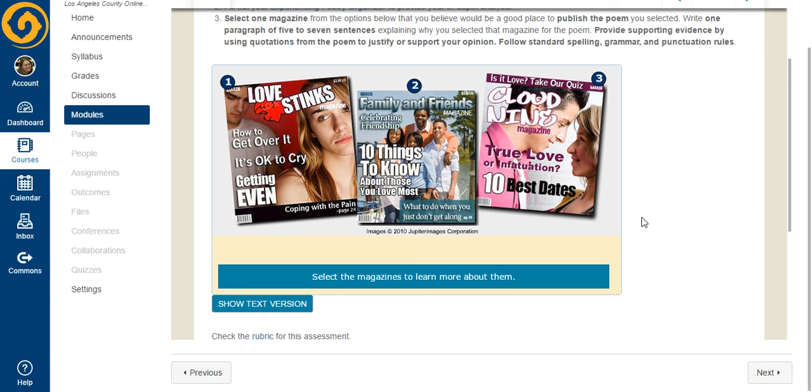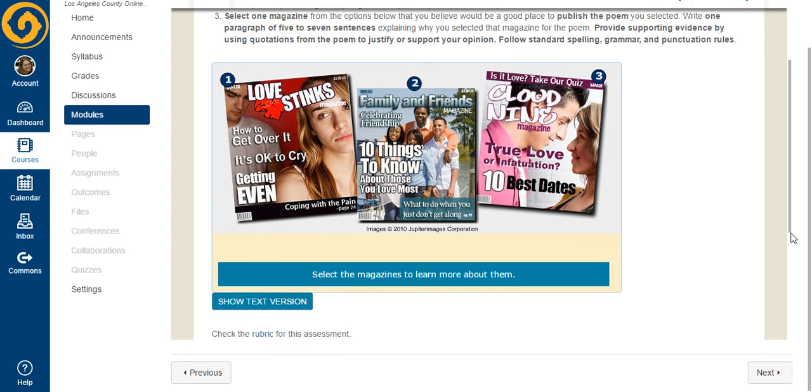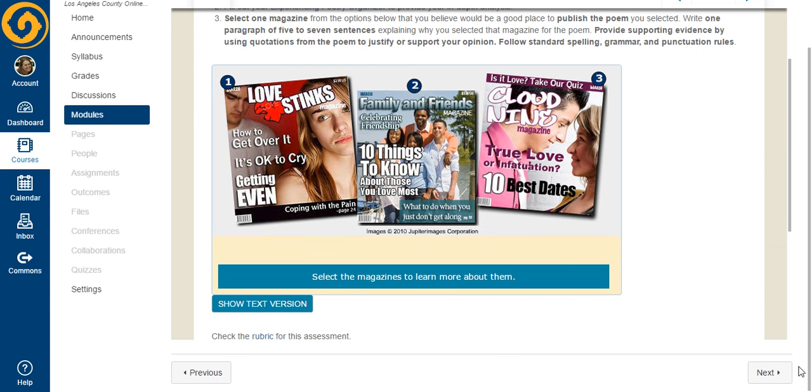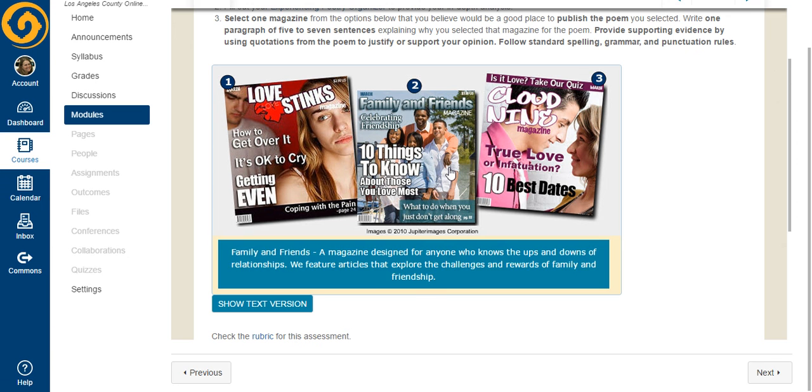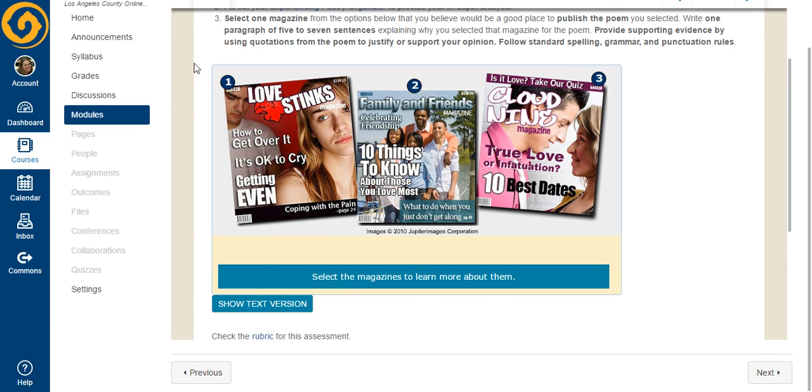A lot of students, when they do this, they do the graphic organizer and then they forget about the 3rd step. Don't forget about that. It is part of your grade. You will only get half credit if you don't do the whole thing. And that's it. So let me know if you have any questions, and I'm looking forward to reading all of your analyses.